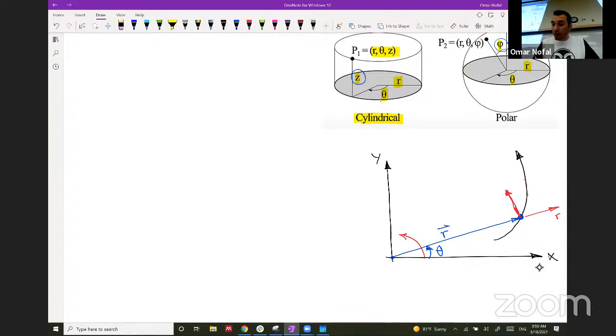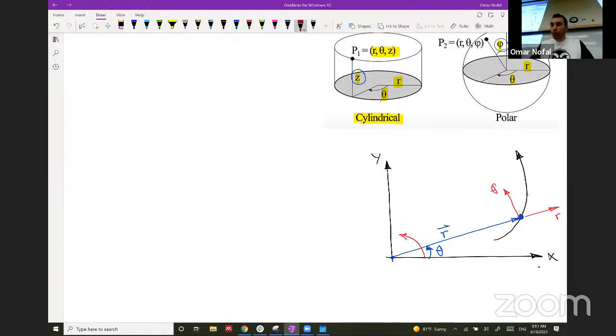So it is not this one. But if the particle is moving in the other direction, then the direction of theta will be in this direction. So let's stick with the first one, and let's say that this is the theta direction. So this is how the r and theta look like.